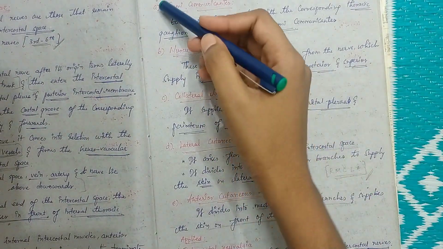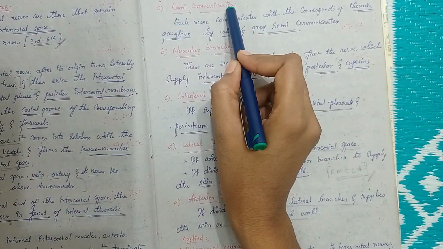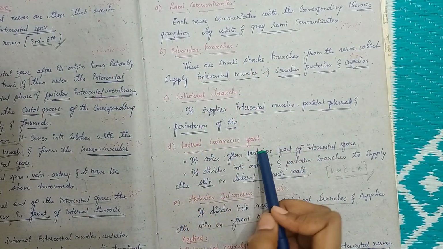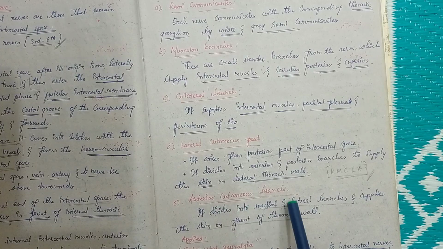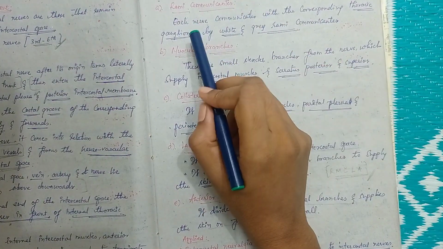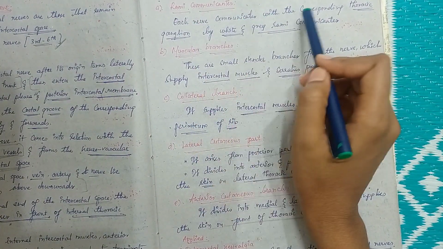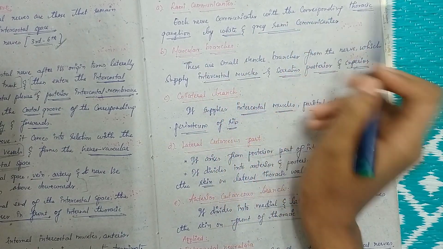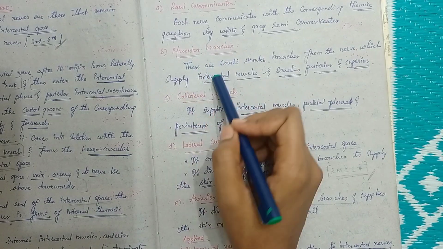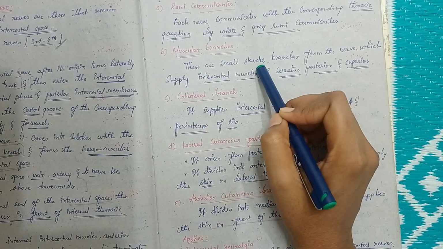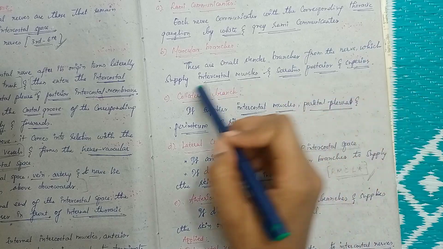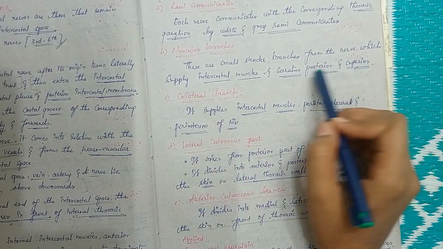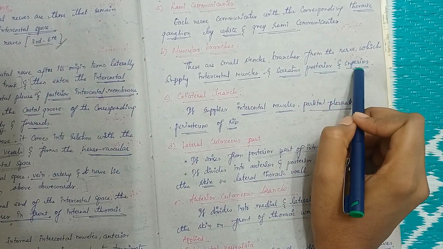There are 5 branches: rami communicantes, muscular branches, collateral branch, lateral cutaneous branch, anterior cutaneous branch. Rami communicantes: each nerve communicates with the corresponding thoracic ganglion by white and grey rami communicantes. Muscular branches: these are small slender branches from the nerve which supply intercostal muscles and serratus posterior superior.